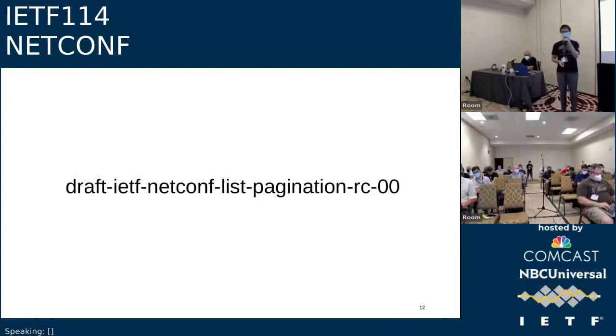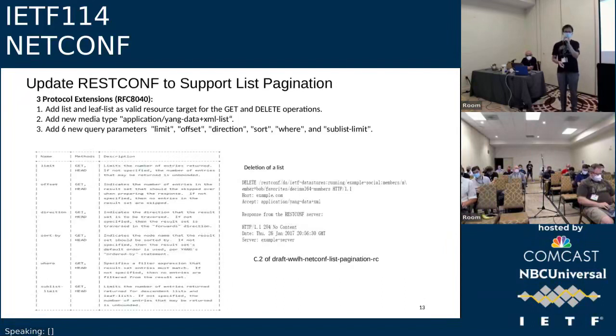So the second draft is the RESTconf protocol extension. Next. We introduce three protocol extensions. The first one is we add list and leaf-list as valid resource targets for GET. Most of this list pagination focuses on data retrieval, on reading the information, but we also allow it to be applied to the delete operation. On the right, we give an example of how to delete the whole entry in the list using the delete operation.